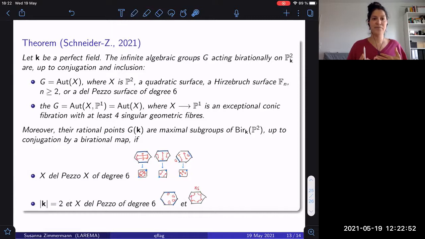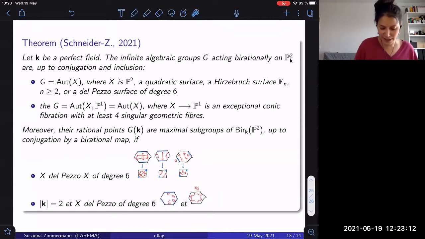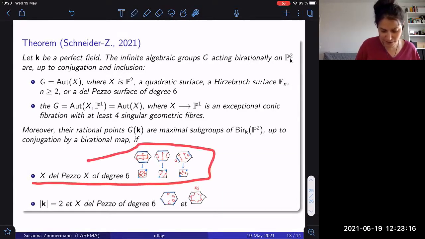And so the K points, the actual automorphism groups of these surfaces, are actual subgroups of the Cremona group, the group of birational maps of P2. And they are also all maximal except in some cases. The first cases where they are not maximal are here.